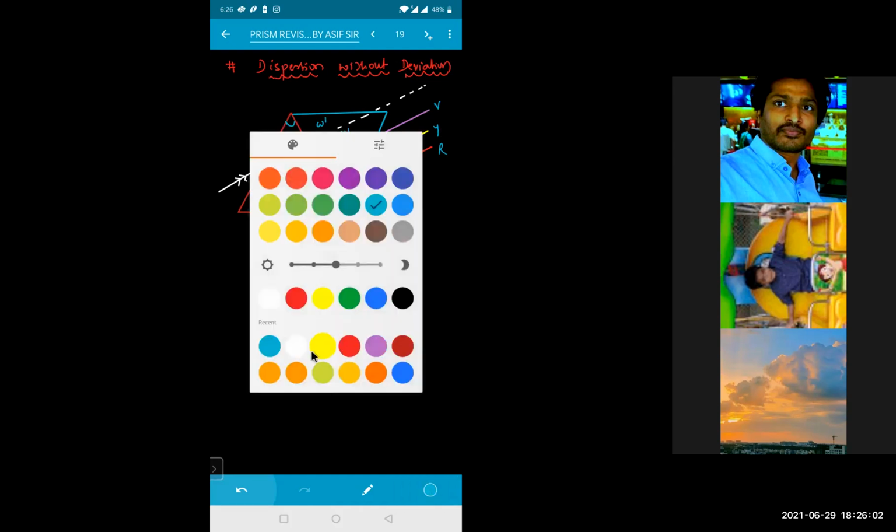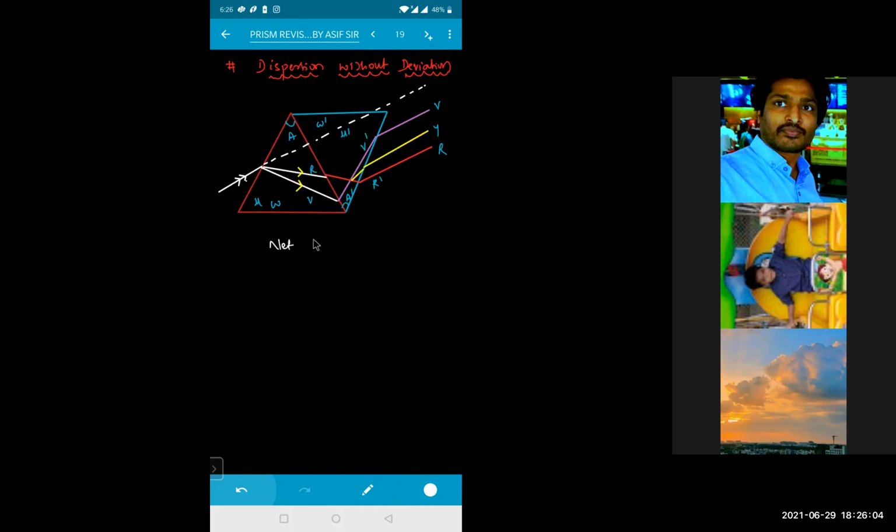So now what is the condition? Net deviation is equal to 0, but net dispersion is not 0, because the light is splitting finally. So net dispersion is not equal to 0. So what is my necessary condition? Net deviation must be equal to 0. Deviation in this one is delta 1, and in the other, say for example, delta dash. Net deviation is 0.